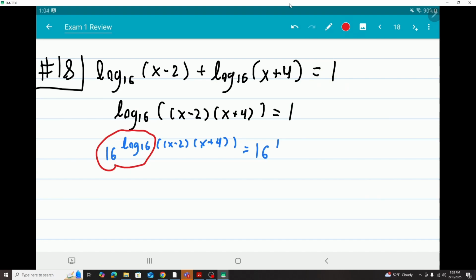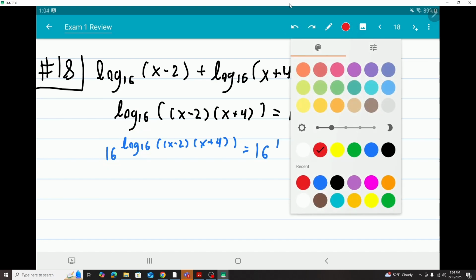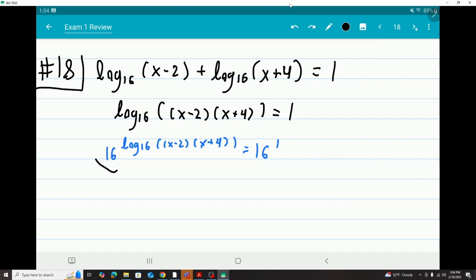But now I've got 16 to the power of log, specifically of base 16. There's one more log rule that says whenever you have a base to the log base that same thing of something, then you just get that something. You get x minus 2 times x plus 4 is equal to 16 to the 1, which is just 16.